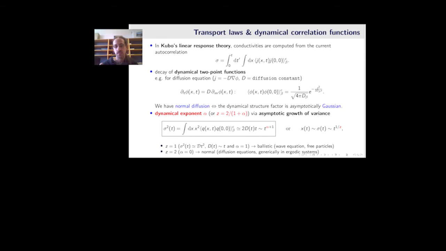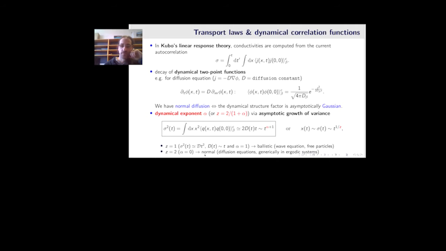But if you have a spreading that is, for instance, faster than diffusion, which is called superdiffusion, then you can think of this D as being a time-dependent function. And then in general, you can introduce an exponent alpha over here, and you can say that this variance goes as t to the alpha plus 1 at large times. And now, as I said, if alpha is 0, you have normal diffusion.